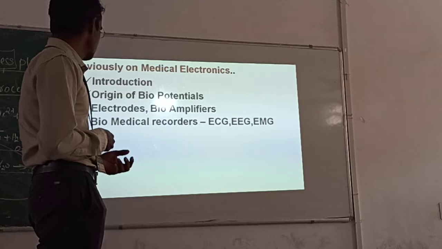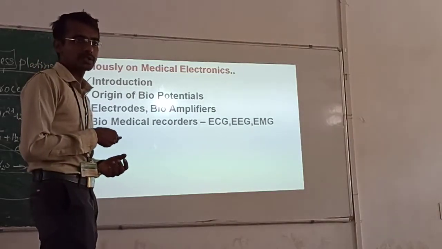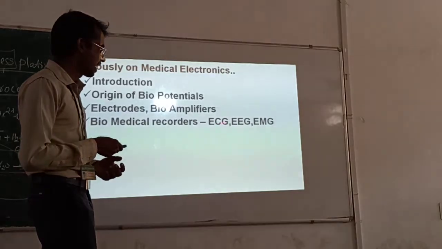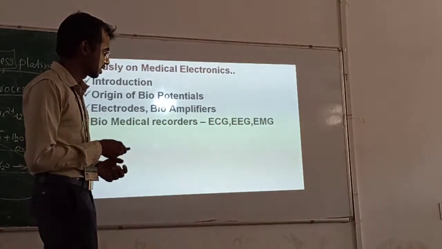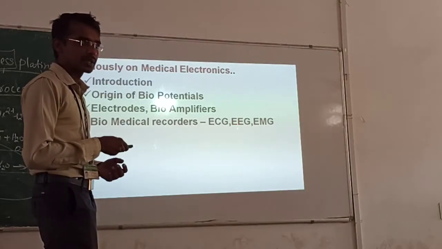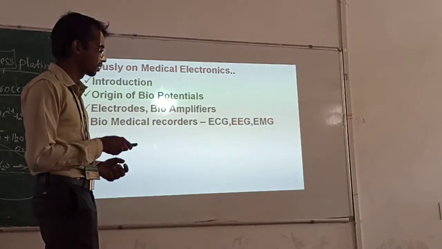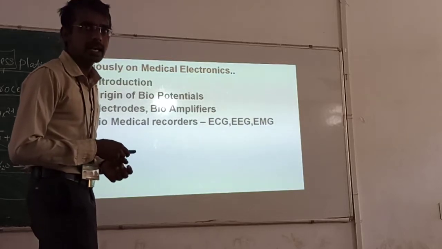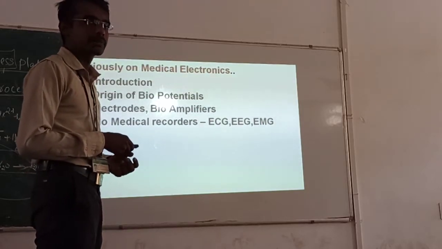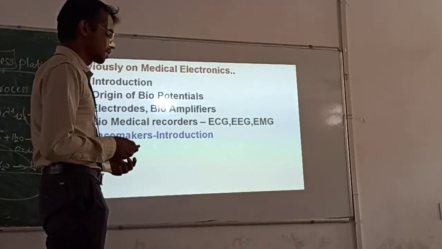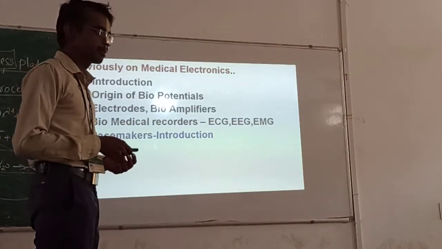Then we saw about different biomedical recorders. These are equipments that record the electrical activity associated with the heart, which is called electrocardiogram. The electrical activity associated with the brain is electroencephalogram, and the electrical activity associated with the muscle is electromyogram. Then we went into the second unit, which is pacemakers.